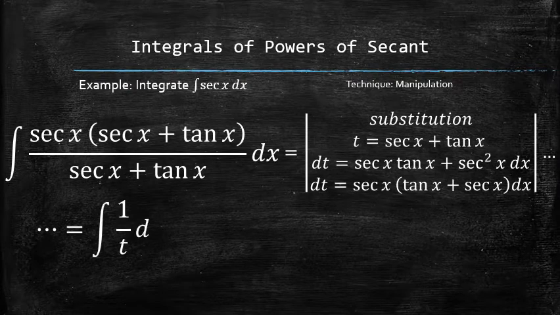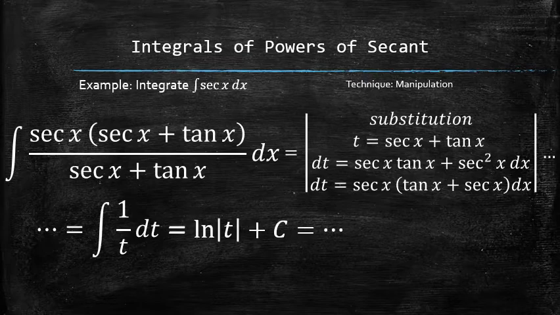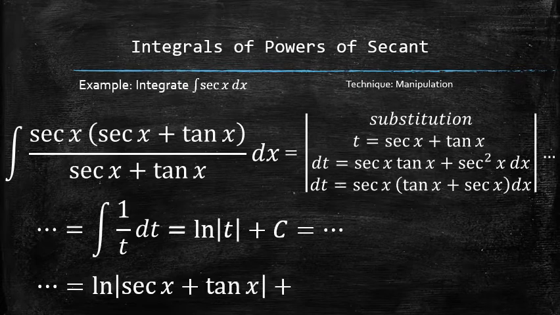Next, we plug everything into the original integral, and notice how, because of the discovered pattern, we have nothing but the reciprocal of t left in the integrand. We finish the process by finding the antiderivative and plugging the original function of x back for t.